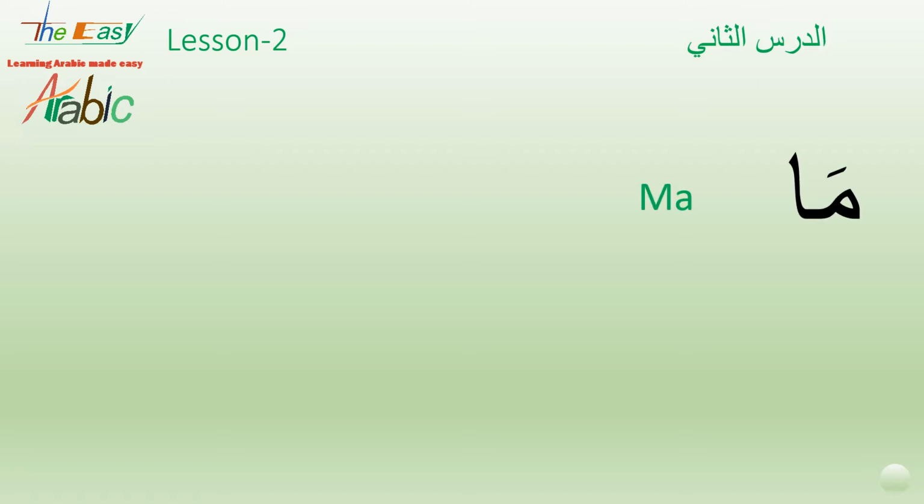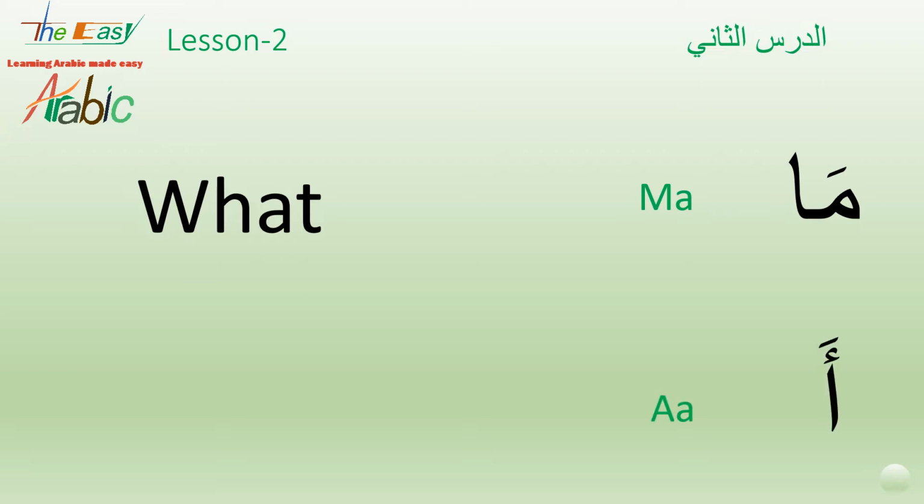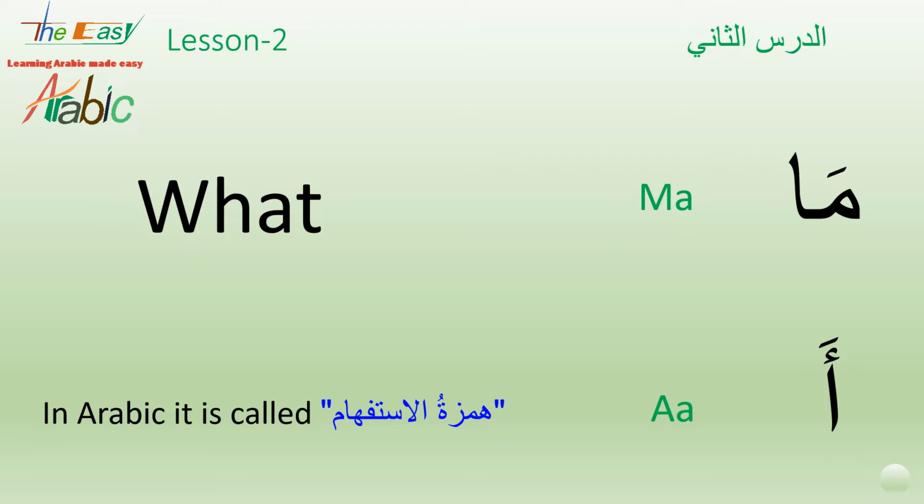The first word which we are going to learn is ma. Ma is a question word used for what. Another word is Hamza, or we can read it as a. In Arabic, it is called Hamzatul Istifham. Istifham means a question or to ask.